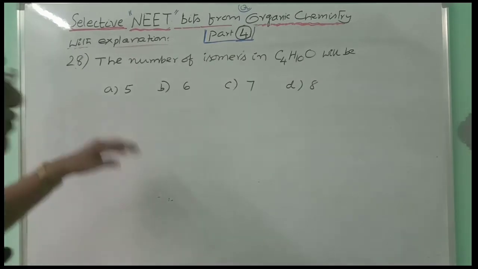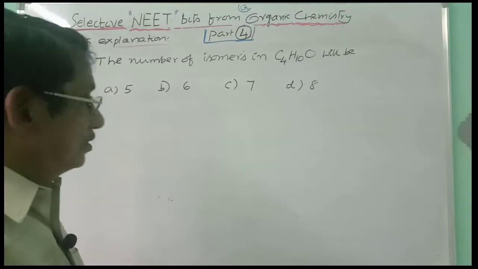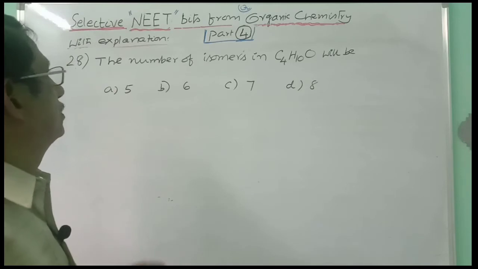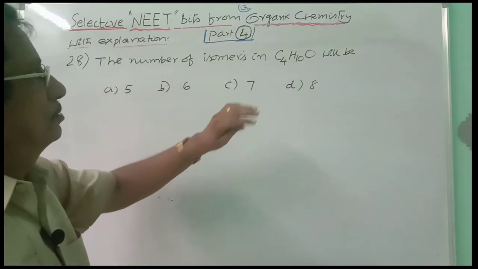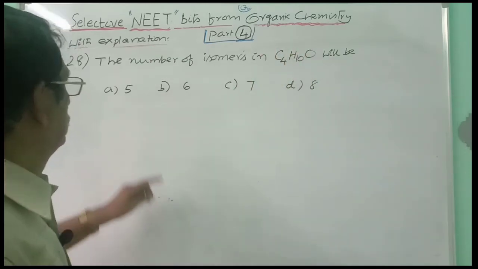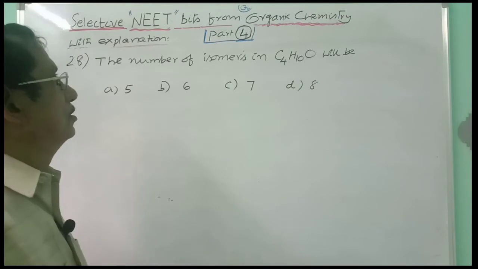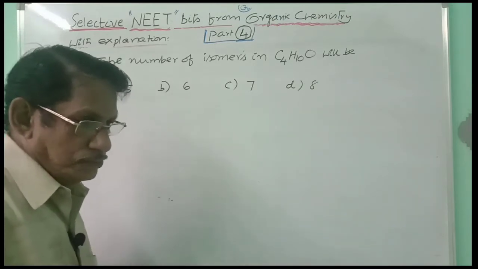The last one for today's session in part number 4. 28th bit. The number of isomers in formula C4H10O will be A 5, B 6, C 7, D 8. Total number of isomers you have to take here.